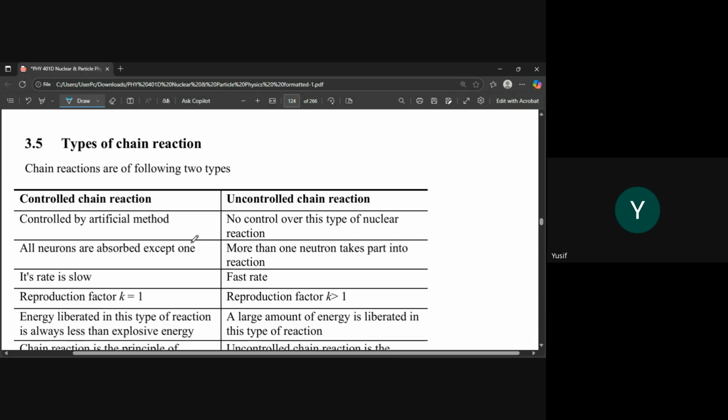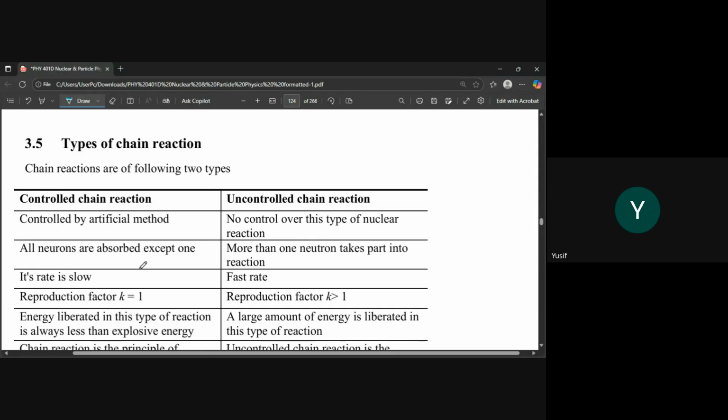And the third one, we can say the controlled chain reaction rate is also slow. As we said, we use slow moving neutrons, as compared to the uncontrolled one where we use fast moving neutrons. So the rate at which the reaction takes place is very fast. Also, the reproduction factor in the controlled one is always equal to 1, but in the uncontrolled one, the reproduction factor is always greater than 1. And that's where the energy is very high, you can't even control it.